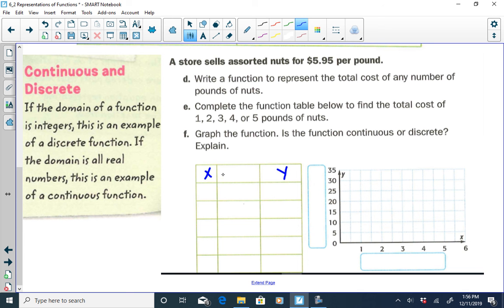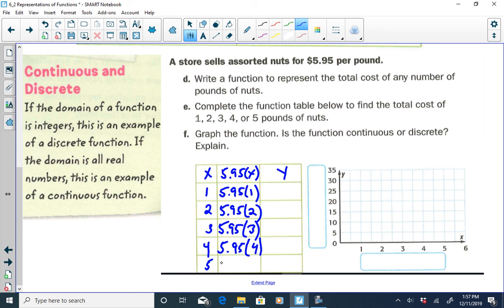All right, so we're going to have input and output, and the output is going to be 5.95 times the input. Our input values are going to be 1, 2, 3, 4, and 5. So this is going to be 5.95 times 1, 5.95 times 2, 5.95 times 3, 5.95 times 4, and 5.95 times 5.